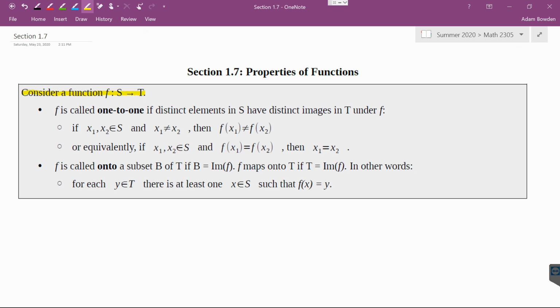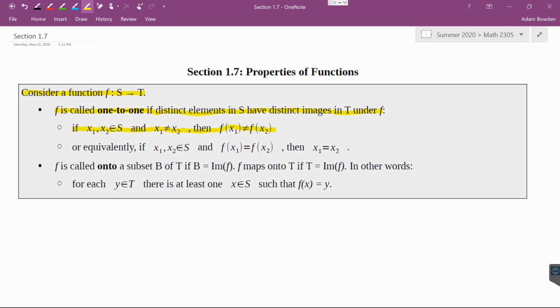One of them is called one-to-one. A function f is called one-to-one if distinct elements in S have distinct images in T under f. And there are two ways of stating this by definition. One of them says that if x1 and x2 are elements of S, and x1 is not equal to x2, then f of x1 is not equal to f of x2.